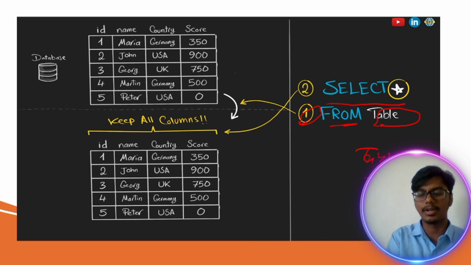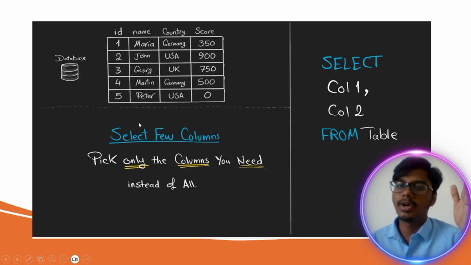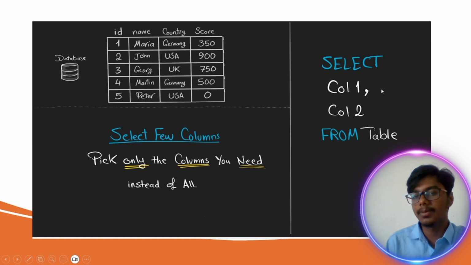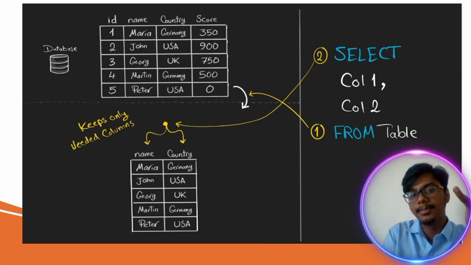That's the basic intuition. Now if you want to pick only a few columns, I don't want all the columns, I just need ID and name. That's also possible: select column 1, column 2 from the table name. It picks only the columns you need instead of all.